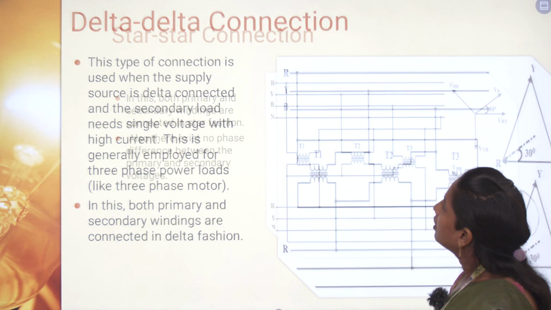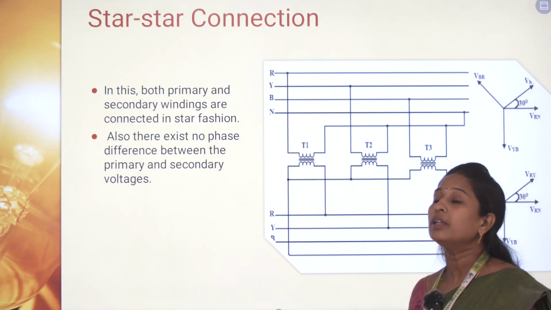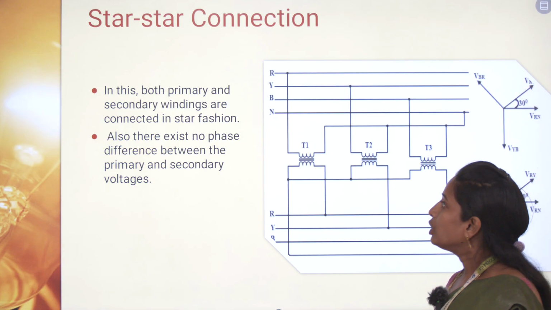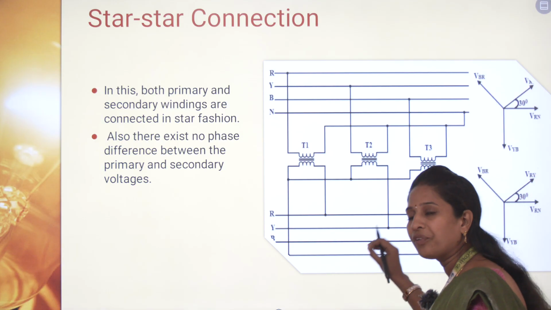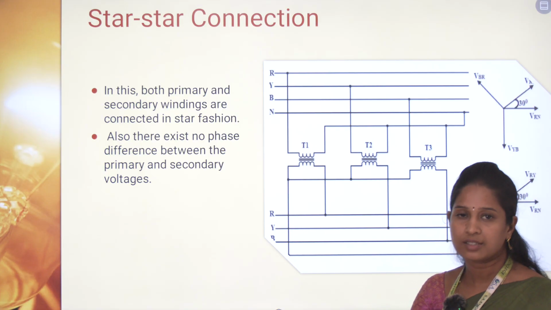So next one is star to star connection. In this connection both the primary and secondary windings are connected in star connection. Also there exists no phase difference between the primary voltages as well as the secondary voltages.